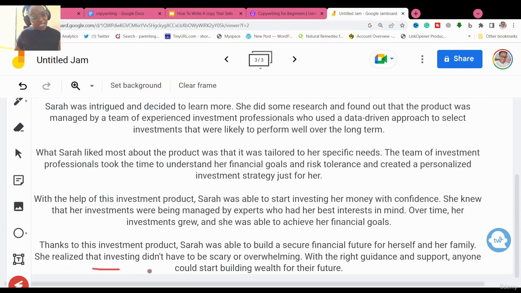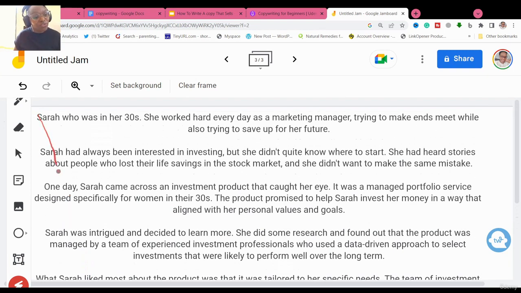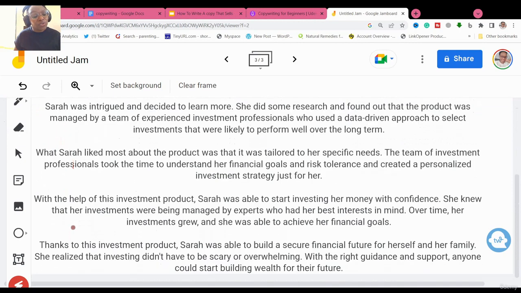She realized that investing didn't have to be scary or overwhelming. An objection is scary or overwhelming. With the right guidance and support, anyone could start building wealth for their future. I want you to take a notebook and note down everything that you've read here, and use it in your story writing or in your storytelling in your copies. Ensure that you're capturing the needs of your target audience. Ensure that you're capturing their motivations. Ensure that you position yourself as a professional in this area.